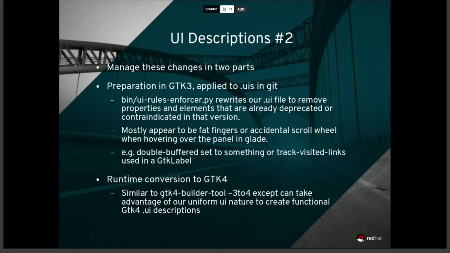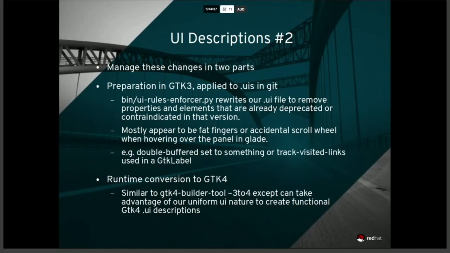So we manage this in two parts. First, following the GTK 3 migration guide's preparation in GTK 3, we make the changes that are recommended for GTK 3 applications in advance of becoming GTK 4 applications, and these are applied to the user interface files in Git, so these are statically done. This script, the bin UI rules enforcer, rewrites our user interface files to remove properties and elements that have been deprecated or contraindicated already in GTK 3.